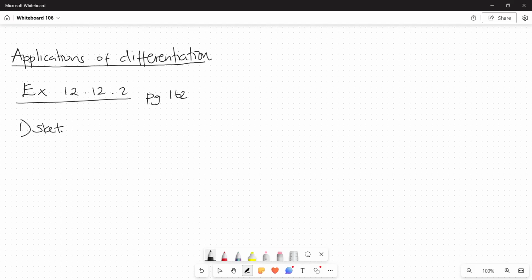So the question says to sketch y is equal to minus 2x cubed plus 3x squared plus 12x by calculating the points of intersection with the axis as well as the coordinates of the various inflection and turning points. So remember what I said, there are 5 steps that you need to follow whenever you're sketching a graph of a function. And if you follow those steps, you will always get the right curve.